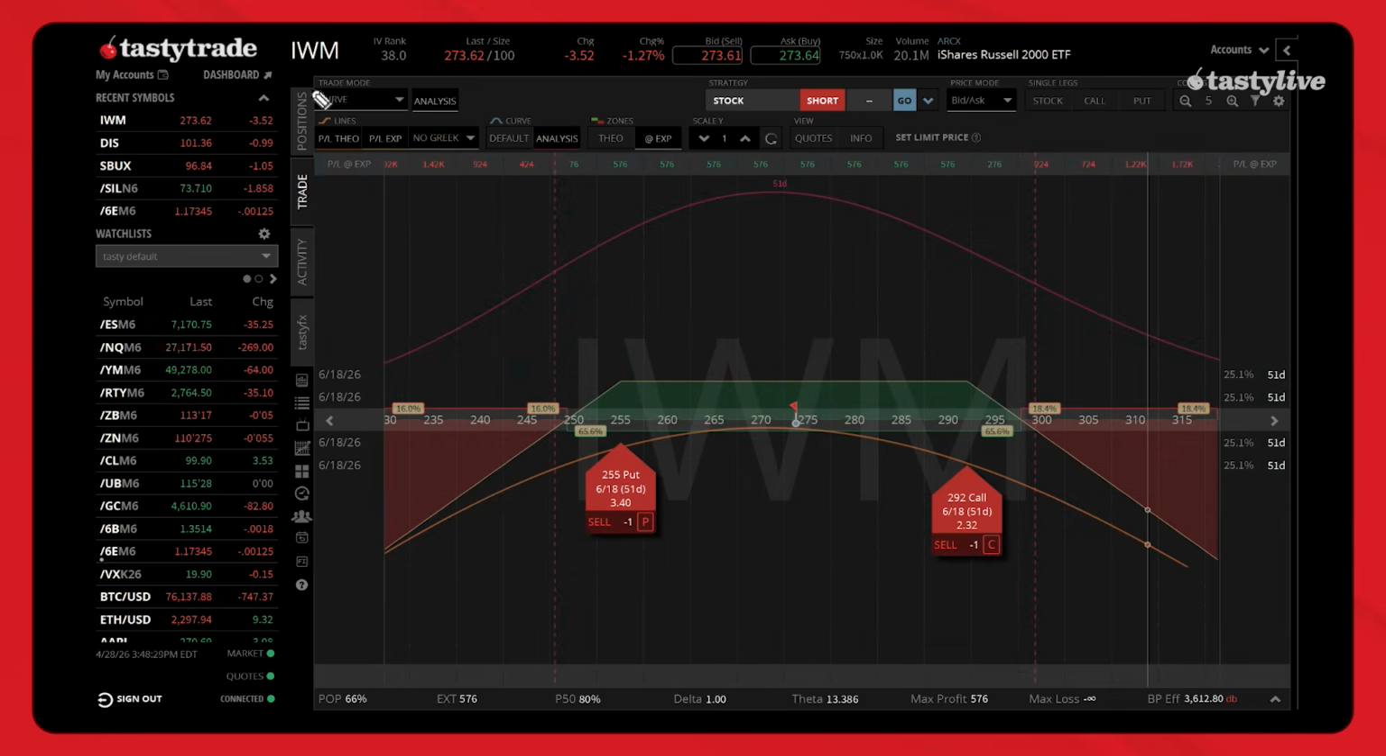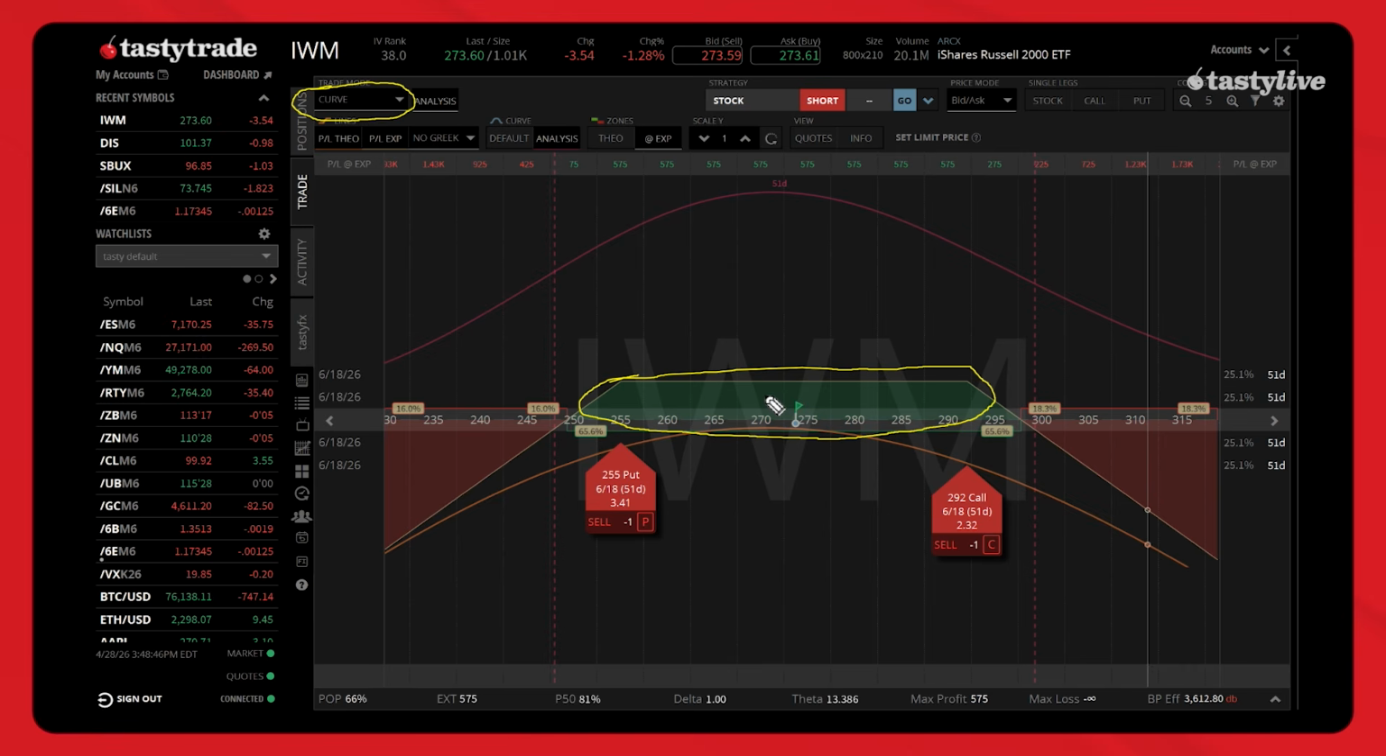Now, by taking a look at the curve view of this exact same trade, we get a nice visual representation of what this strategy looks like. Anything between my strikes is going to be positive, right? Anything between my strikes, that's what I want to have happen. Again, I don't want the stock to move. This is a pretty delta neutral strategy.